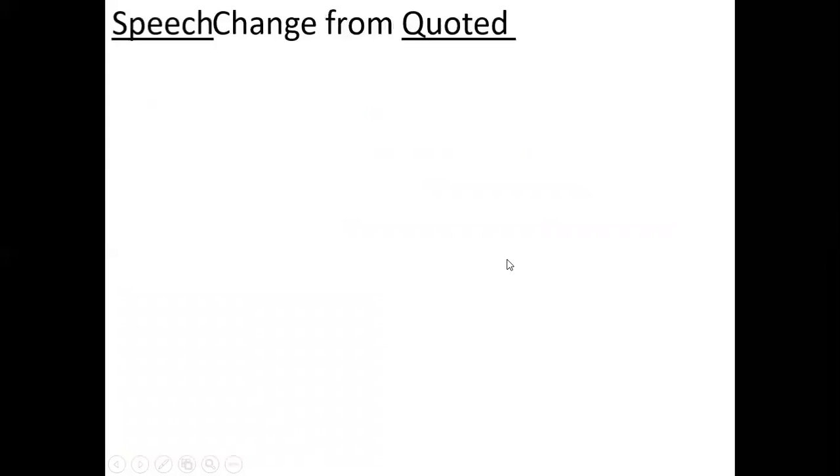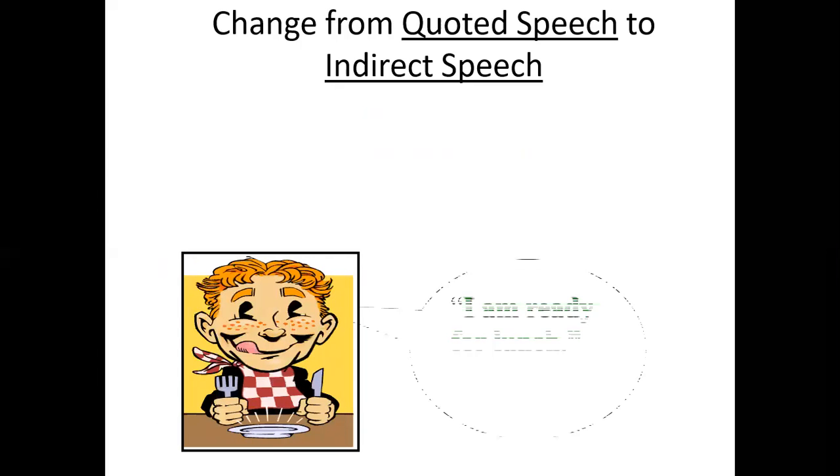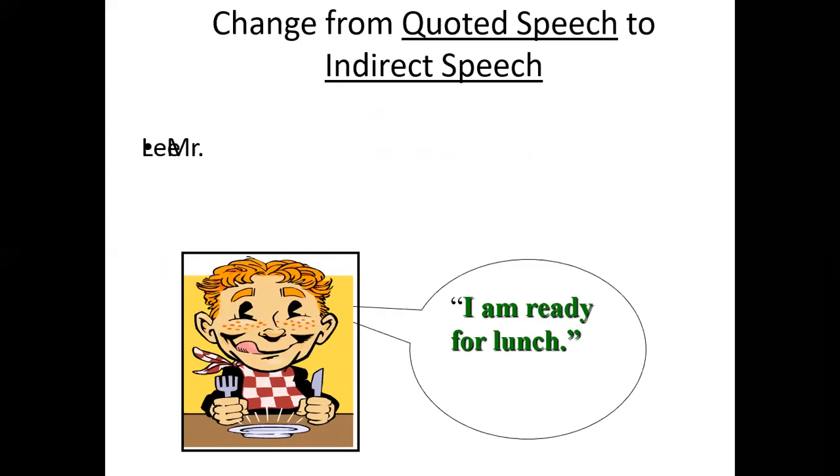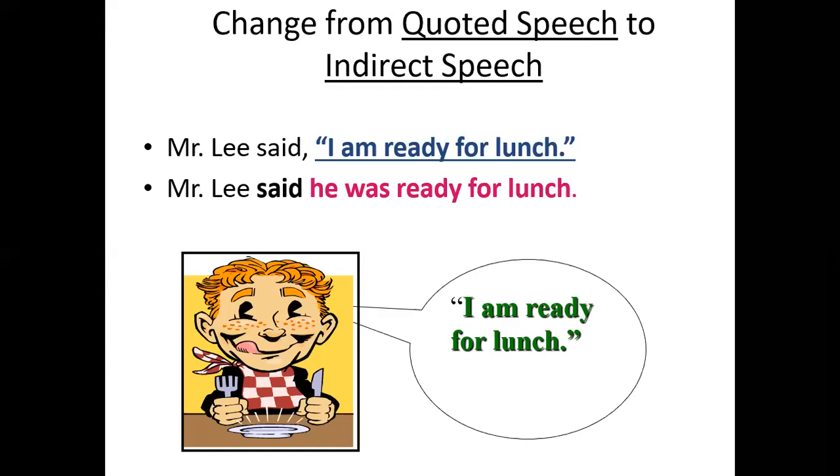Now the next technique would be changing from quoted speech to indirect speech. A quoted speech is what a person says directly or what exactly a person said. Mr. Lee said, "I am ready for lunch." It shows that it's a quoted speech here because we have the inverted commas. Changing it to an indirect speech would be, Mr. Lee said he was ready for lunch.